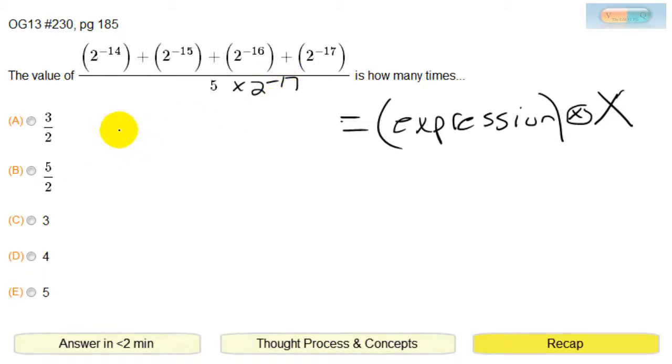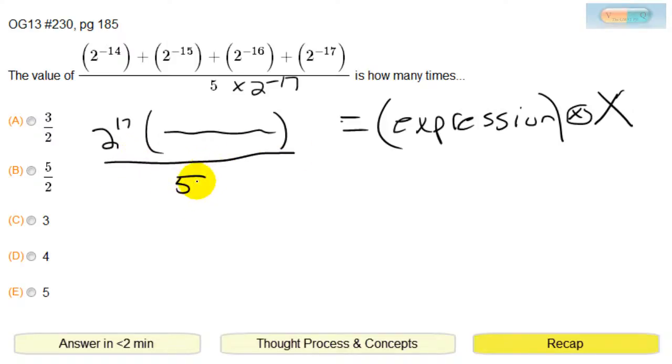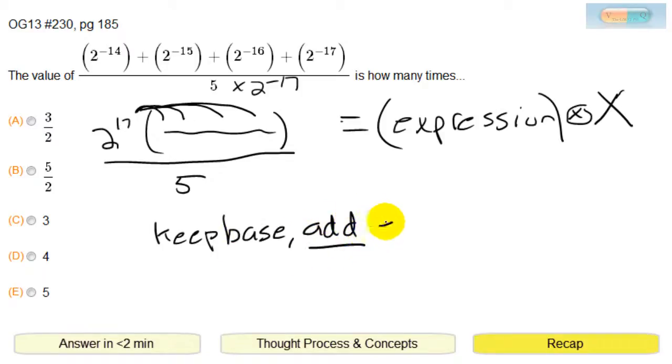You simply shift it to the top and you make it positive, and then you basically multiply it by all those terms there, and then you divide it by 5. So that's what we did, and it turns out we individually combined this 2 to the 17th with each of the 4 terms here. So what we did was we kept the base, and then you add the exponents. So we keep the base, we add the exponents, and that's how we distribute each of these terms, and then you eventually get something like 15 divided by 5, and that gets you answer choice C, which is 3.